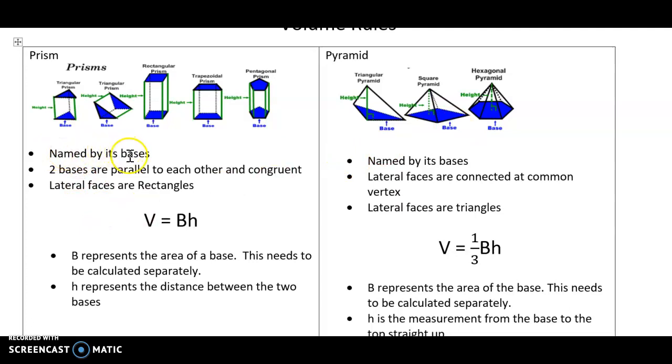So you're going to name it by its bases. The 2 bases are parallel to each other and congruent. Lateral faces are rectangles. And your formula is V, volume, is big B times H. B represents the area of the base. This needs to be calculated separately, just like you have always done. Anytime you have a big B, it is a different formula that you step aside and figure out. H represents the distance between the 2 bases. So you're going to calculate the area and multiply it by the height.